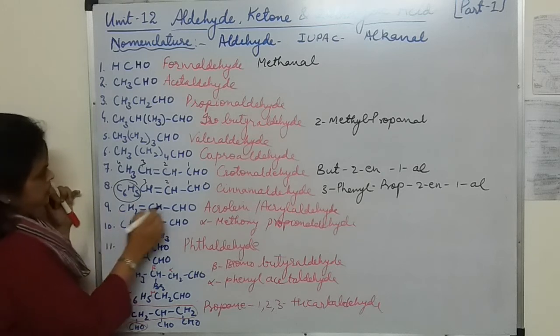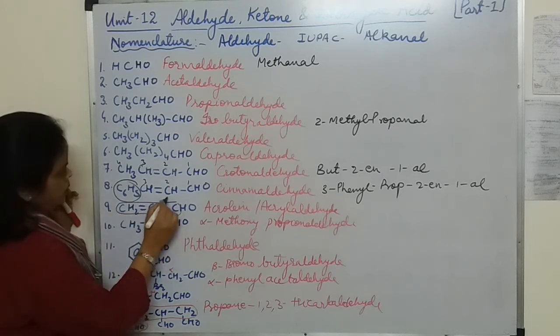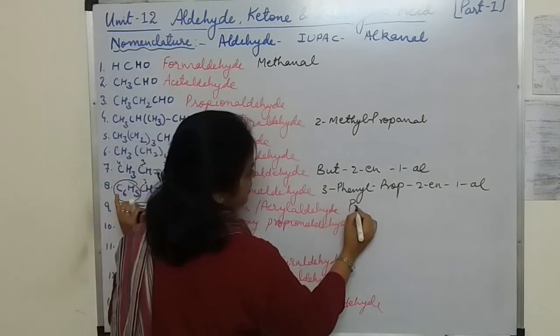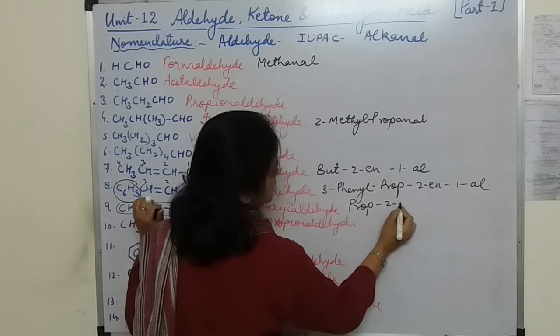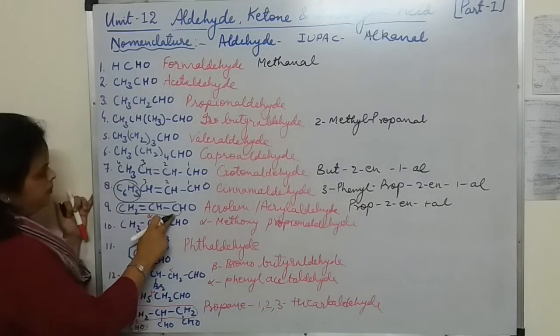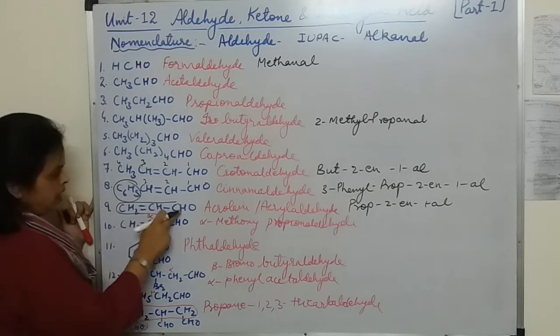For this one, this is the chain 1, 2 and 3. So what will be the word root? Prop, 2-ene, 1-al. Prop, because 3 carbons are there, then 2-ene and 1-al.